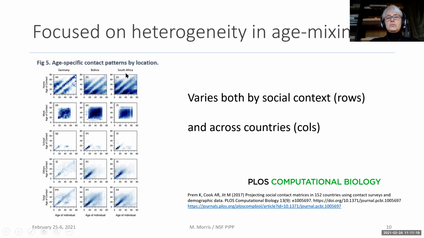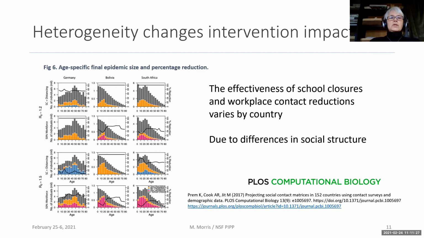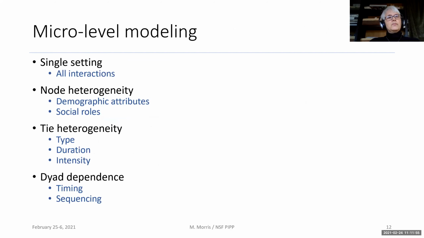So the three different columns here represent 3 of the 152 countries that they looked at: Germany, Bolivia, and South Africa. The bottom line is that they found that the heterogeneity that they're observing in these patterns, which generates different forms of age mixing in the population, leads to very different implications for intervention impacts. The effectiveness of school closures in particular and workplace contact reductions varied dramatically by country. So there was no one size fits all, and the structure really made a difference.